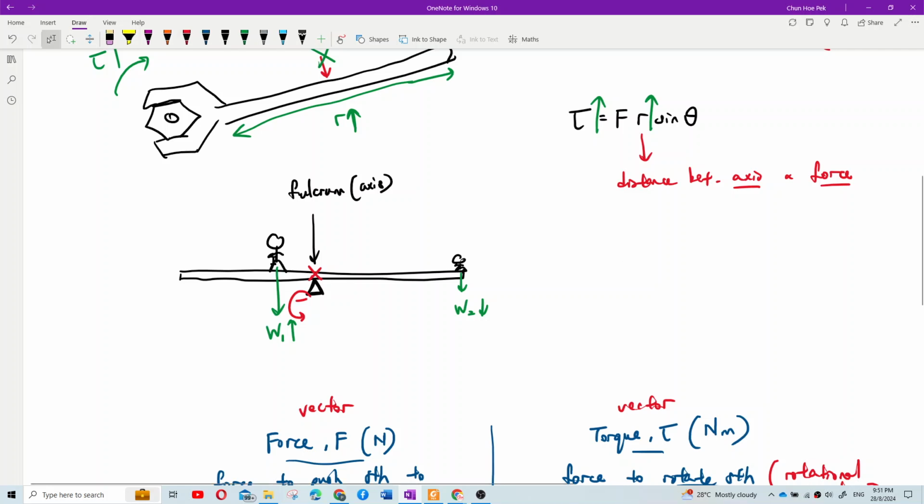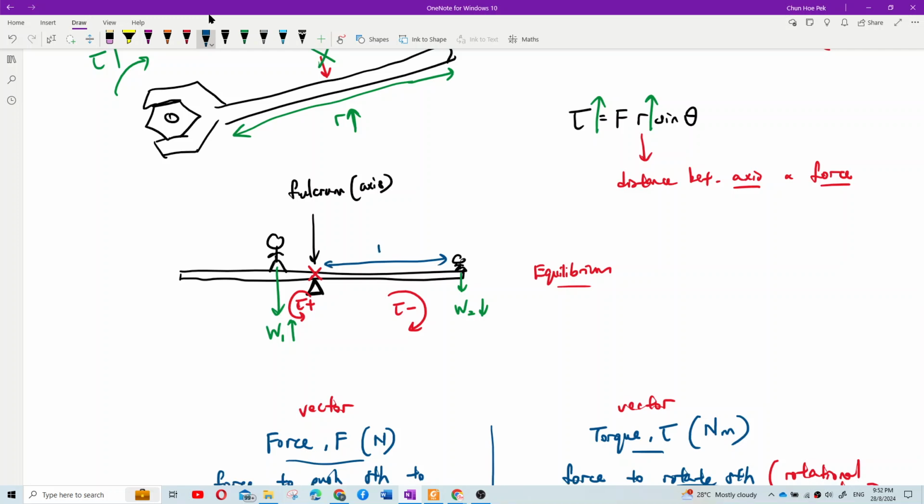Consider here, I have an anti-clockwise torque. For me, I'm pushing down, so this thing will rotate anti-clockwise. So I have a positive torque here, anti-clockwise, and my baby has a negative torque. So to be in equilibrium, these two torques must be equal, isn't it? So to make them equal, I have to adjust. That's why my baby has to sit at the far end.